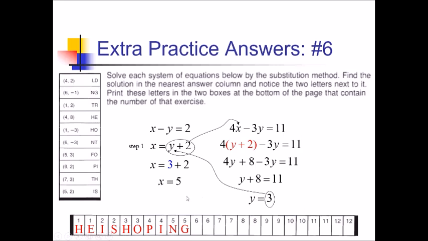So that means I have the point (5, 3) for my final answer. And looking that up in my answer choices, that goes with this F O right here. So in spot 6, I will write F and O.